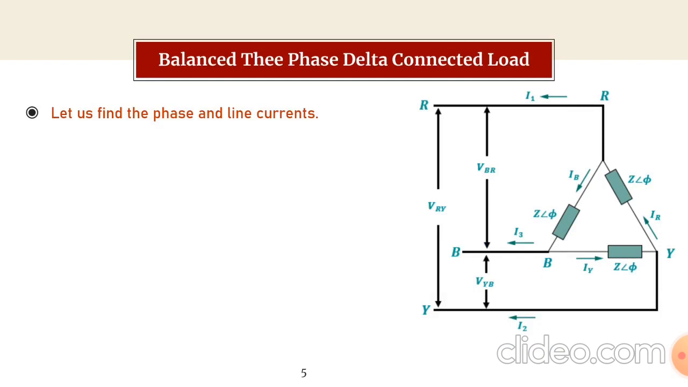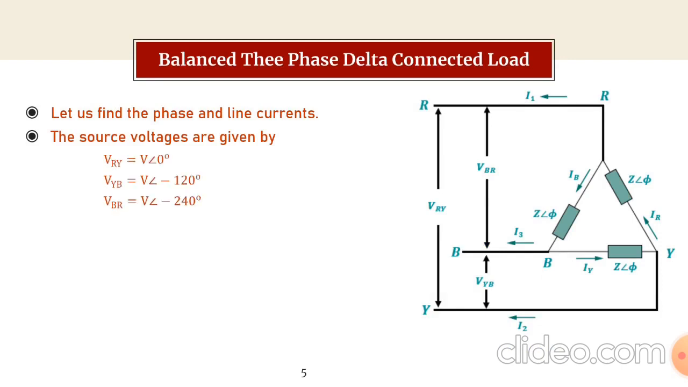Once again, consider this delta connected load and let us find the phase and line currents. That is the analysis. The source voltages are given by VRY equal to V at an angle 0, VYB will be V at an angle minus 120 since it starts later, and VBR is V at an angle minus 240. So the balanced supply means all the voltages will have the same magnitude and they are displaced by 120 degrees from each other.